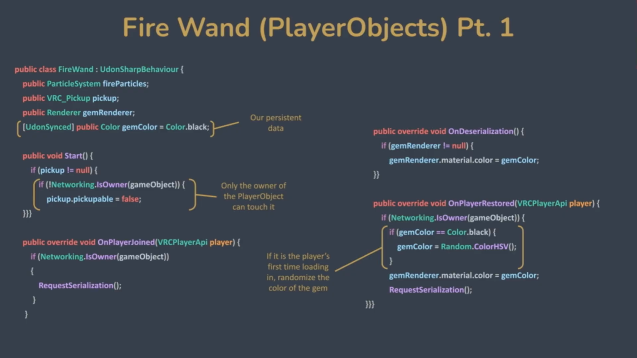So first we check if we're the owner of the object. If the gem color is black, that means we haven't randomized it yet. So whenever we see that color, we randomize the color with random HSV, and then we set our material to that color and serialize it over the network. Now, this means that the gem color that randomizes the first time you load in will be your gem color forever. Of course, you could do stuff and make all sorts of different functionalities. In this case, all we have is this gem color.